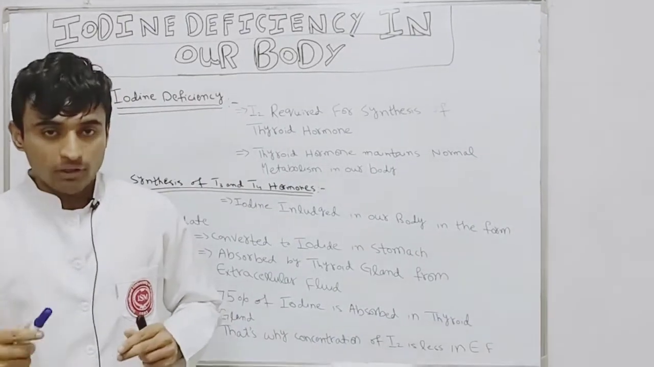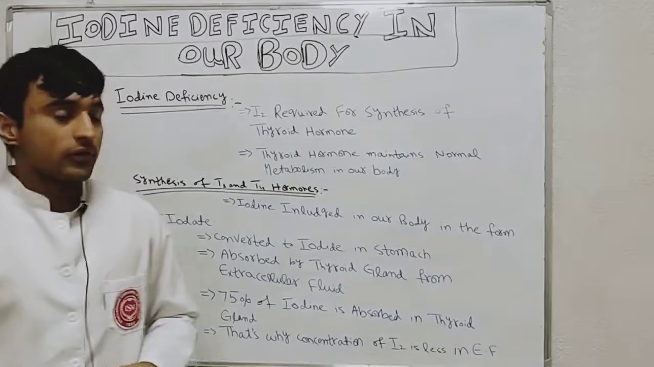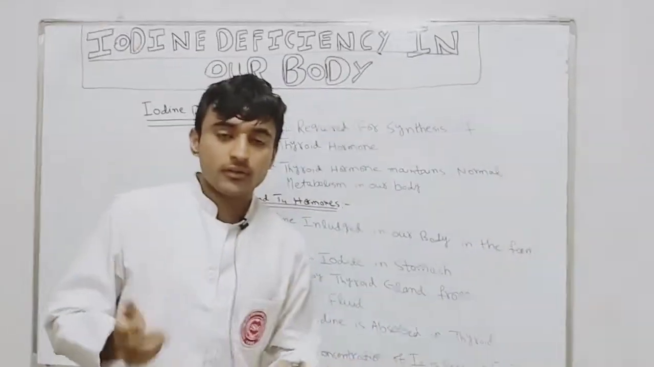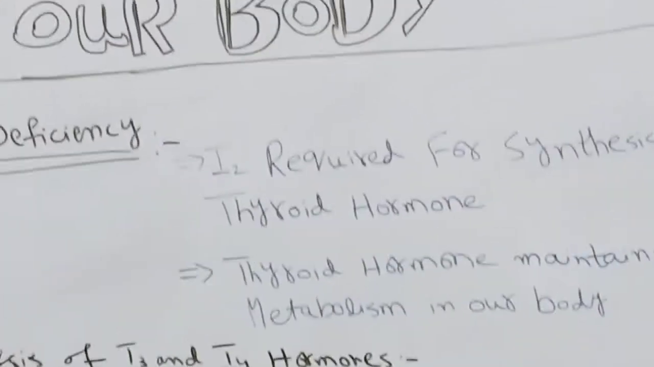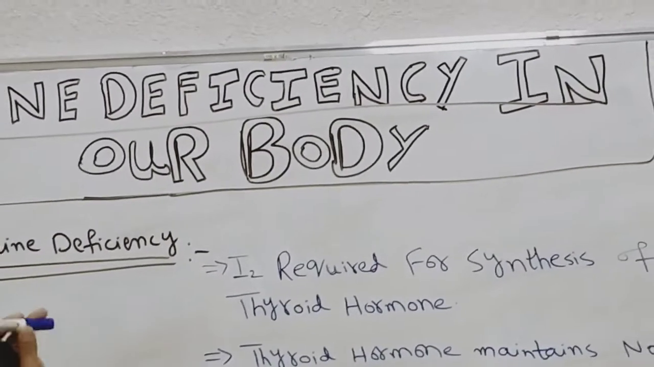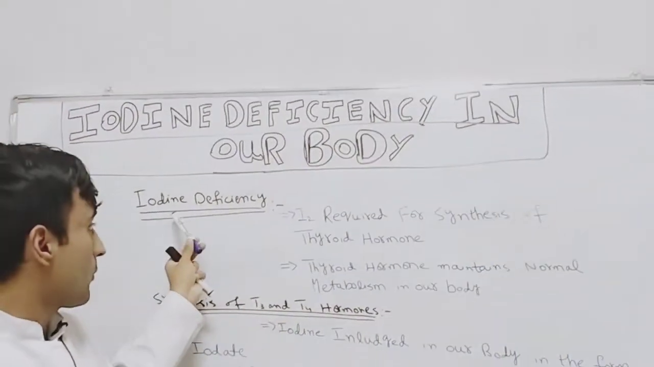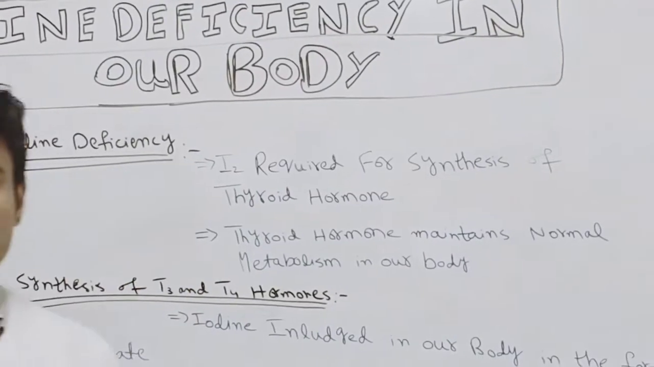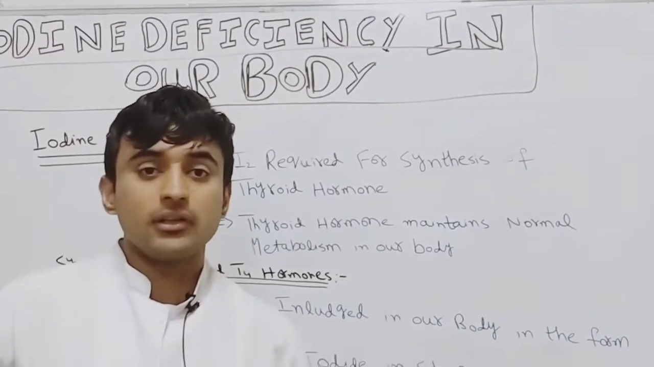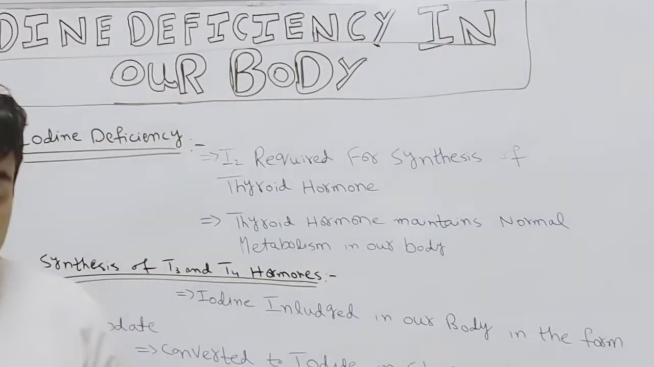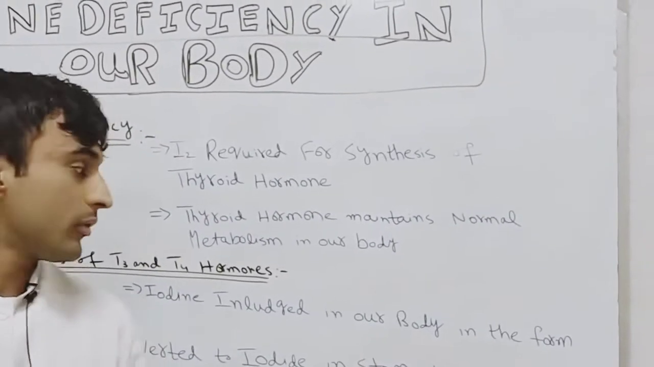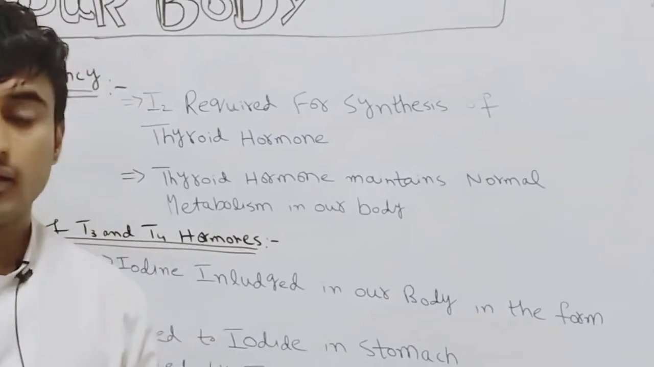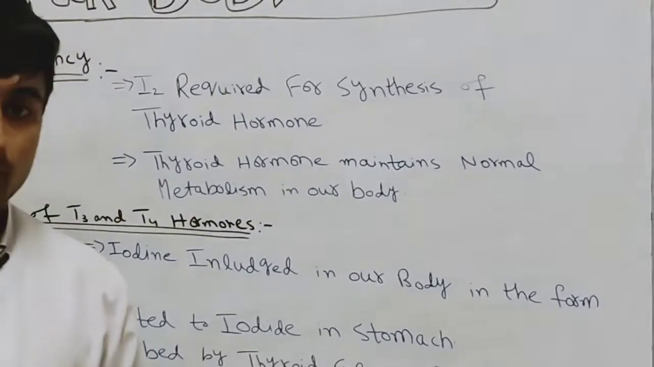Today I will be explaining to you the very important topic of endocrinology, which is iodine deficiency in our body: what happens, and what are the consequences of the iodine deficiency that occurs in our body. First of all, we have to understand the mechanism of iodine deficiency and what it causes in our body. Iodine is required for the synthesis of thyroid hormone. This is obvious, we know that. And thyroid hormone maintains the normal metabolism in our body in order to produce constant heat and energy, which is the metabolism.